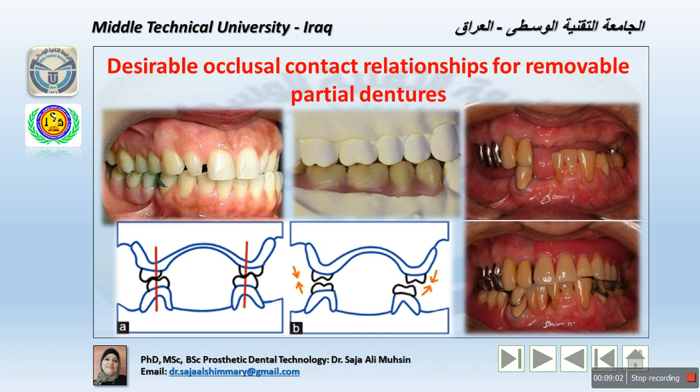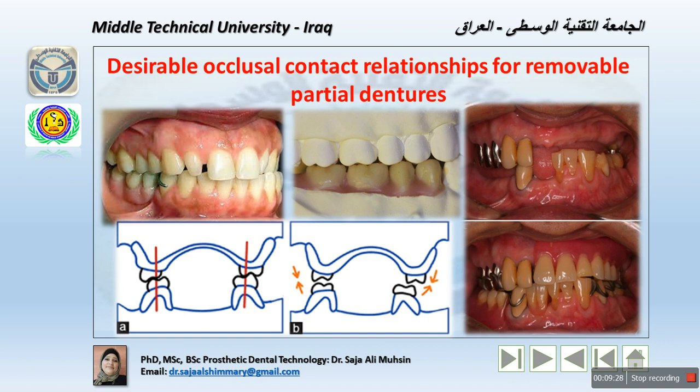Now, working side contacts should be obtained for the mandibular distal extension denture. These contacts should occur simultaneously with working side contacts of the natural teeth to distribute the stress over the greatest possible area. Masticatory function of the denture is improved by such an arrangement.